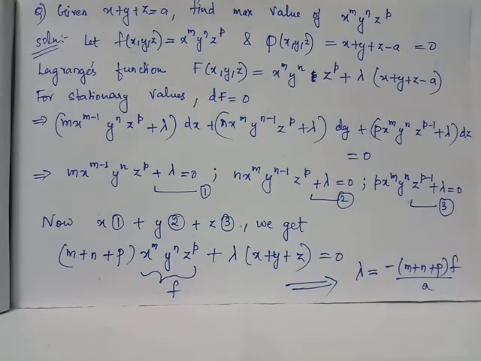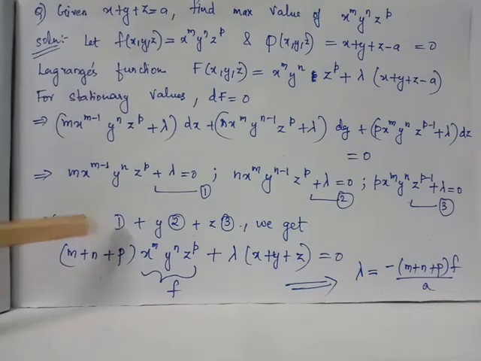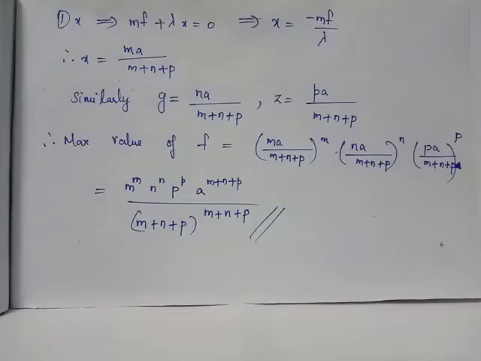Having found lambda, our next step will be to find x, y and z. Since x, y and z cannot be trivially obtained from 1, 2 and 3, we will depend on x into 1. So when you consider the equation x into 1 equal to 0, you get the relation m f plus lambda x equal to 0, from where you obtain x equal to minus m f divided by lambda. And you can replace lambda by its expression.